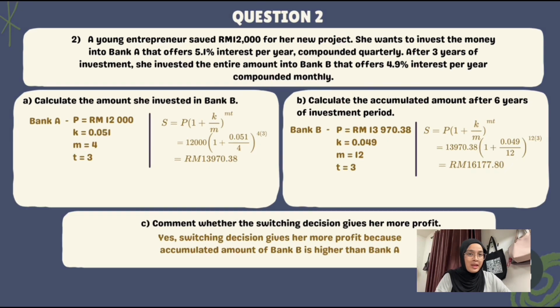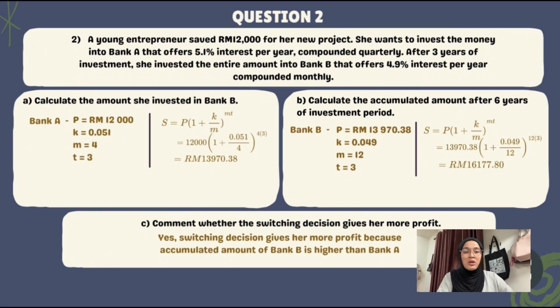For question 2A, we need to calculate the amount that she wants to invest in Bank B. To know the amount she wants to invest in Bank B, we need to calculate the amount she invests in Bank A first. In this question, we will use the compound interest formula, which is S equal to P, open bracket, 1 plus K over M, close bracket, power MT. This is the information that we got. After we substitute the values, S equal to 13,917 ringgit 38 sen.